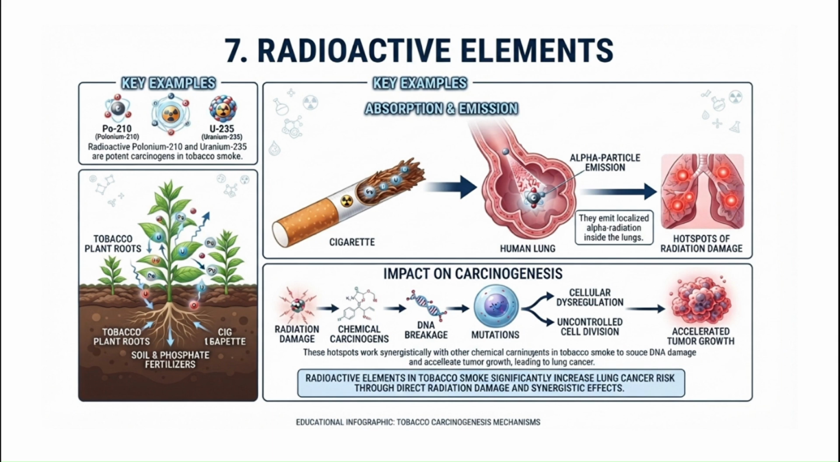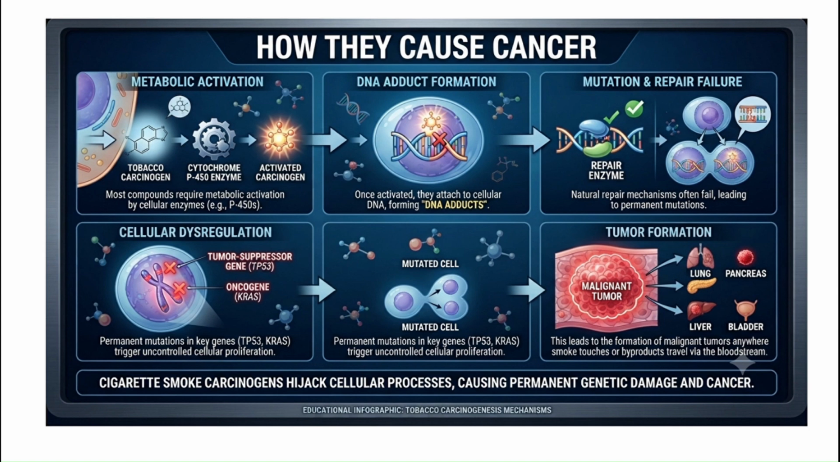How tobacco smoke causes cancer. To understand how these diverse agents lead to disease, we have to look at the cellular level. 1. Metabolic activation. Most tobacco compounds are inert until they undergo metabolic activation by cellular enzymes, such as cytochrome P450s, once inside the body. 2. DNA adduct formation. Once activated, these chemicals aggressively attach to cellular DNA, forming DNA adducts.